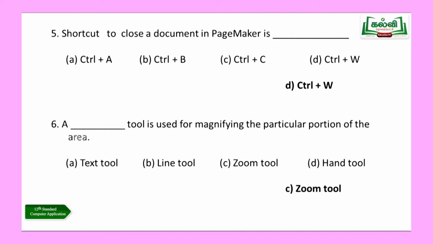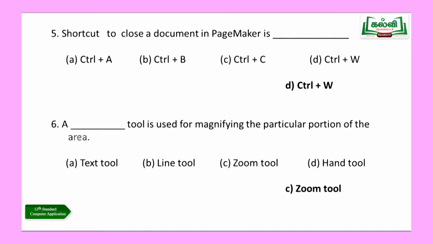The blank tool is used for magnifying a particular portion of the area. Here we use certain tools. If you see the toolbox, we have various tools. One is a hand-like tool, and another is a lens-like tool. That is used for zooming. Zooming is magnifying an image or minimizing the image. We can use that zoom tool for magnifying any particular area. The answer for this question is the zoom tool.